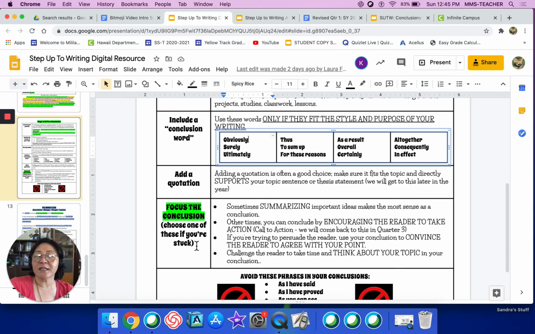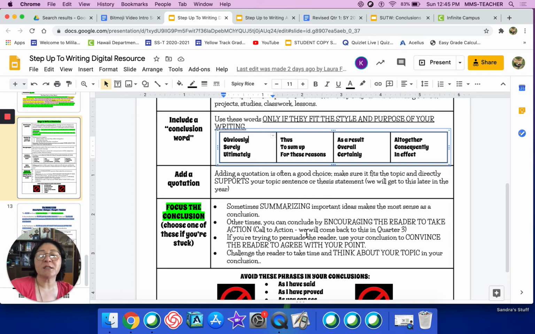Okay, the next thing is focus the conclusion. So you choose one of these if you're stuck. These are 4 ways you can focus your conclusion. The first one, sometimes summarizing important ideas makes the most sense as a conclusion. So your conclusion could be a summary, a 1-sentence summary.